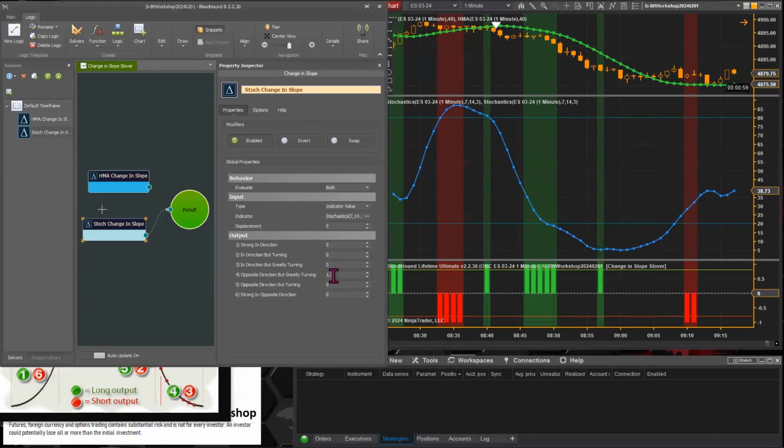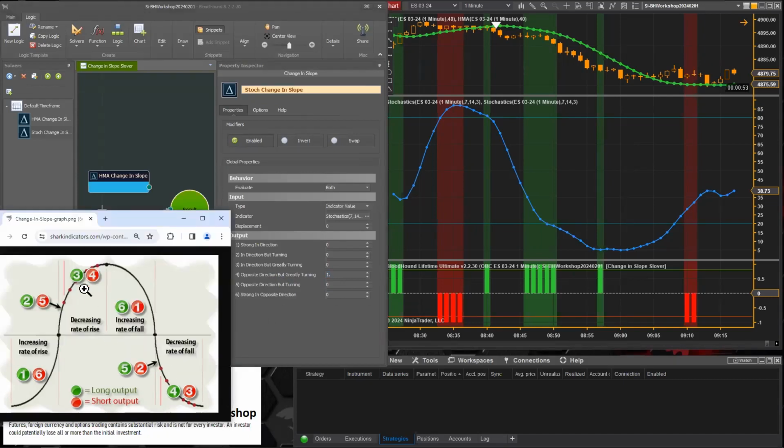And again, that would be number 4. Number 4 is output. So if you're looking for reversal downward in your indicator, number 4 there is when your indicator has started to roll over for at least 2 bars, right?